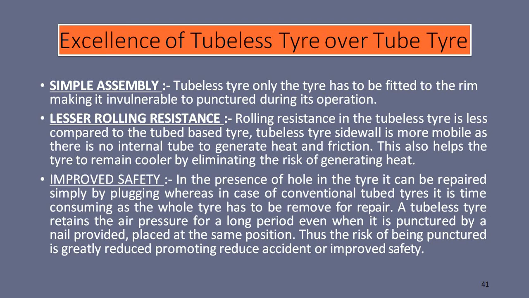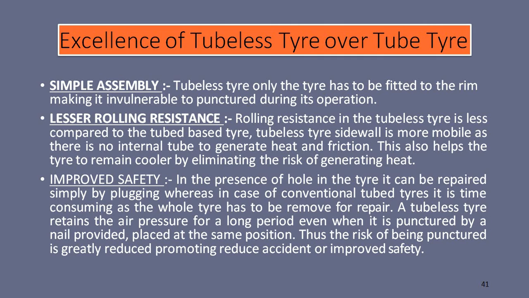Lesser rolling resistance. Rolling resistance in the tubeless tire is less compared with the tube-based tire. The tubeless tire sidewall is more flexible as there is no internal tube to generate heat and friction. This also helps the tire to remain cooler by eliminating the risk of generating heat, and improves safety.